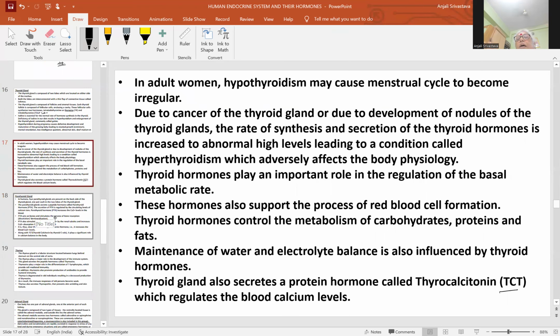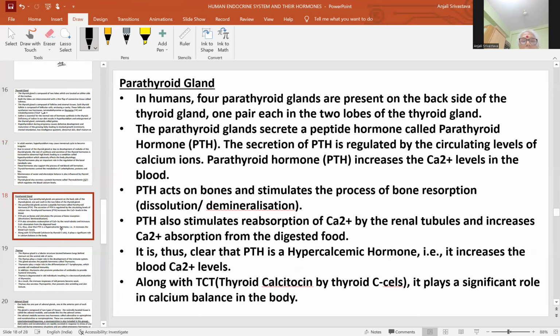Then is the parathyroid gland. Parathyroid gland secretes a single hormone, that is the parathyroid hormone, and this parathyroid hormone maintains the calcium level in the body. Along with the calcitonin of the thyroid gland, it works together with the calcitonin of the thyroid gland, and it maintains the calcium levels in the body, this PTH. And this PTH is controlled by PIH, that is the parathyroid inhibiting hormone, जो हमने देखा था hypothalamus में. So this is the parathyroid gland.